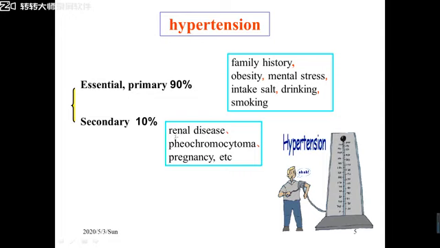For example, renal disease patients, because they have renal disease, maybe renal function decreased, maybe their renal blood flow reduced. So then their blood pressure will be increased. They are secondary hypertension. And the next example is pheochromocytoma.